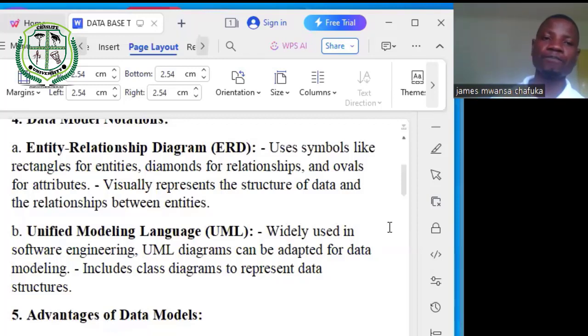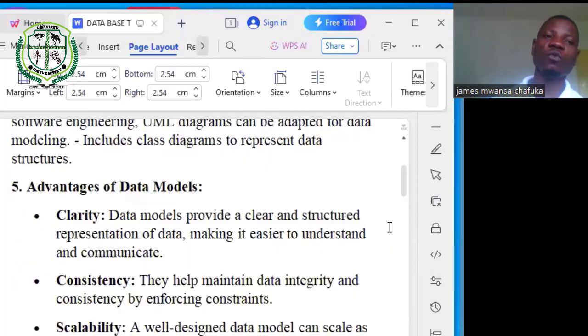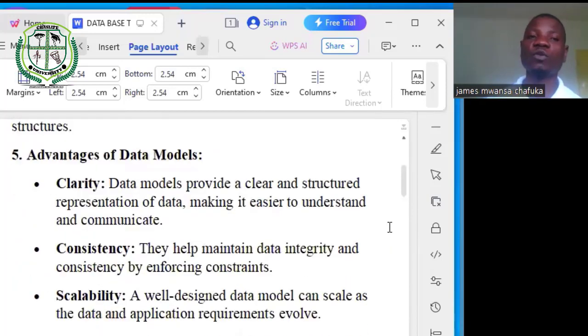Apart from that, we continue with the advantages of the data model. Here we are looking at the merits of the data model. Under the merits, the first one is clarity.